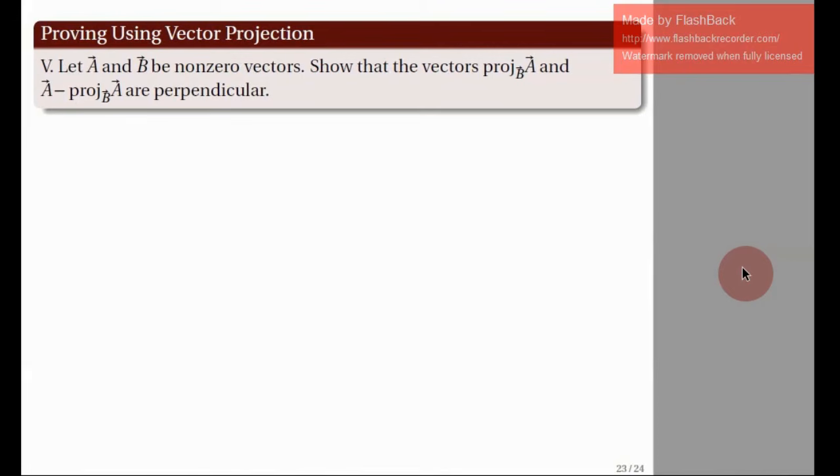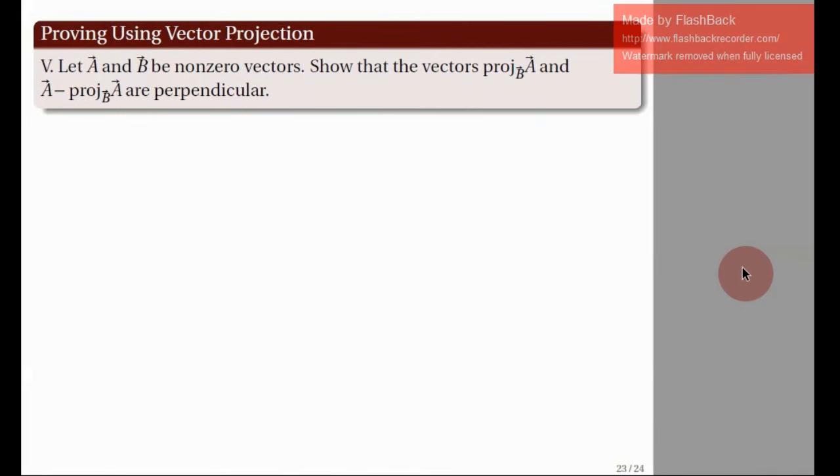Okay, so we are finally at the last of our set of exercises. This is exercise number 5. And as a culmination of the many concepts that we have learned today, we have here a proving item. So let's see what we have to do. Here we let vector A and vector B be non-zero vectors.